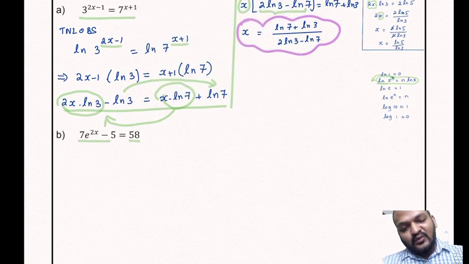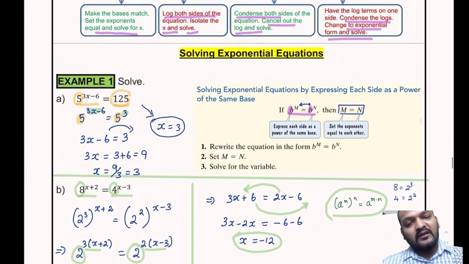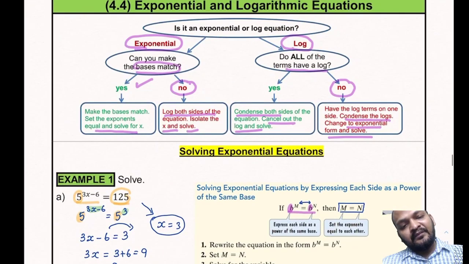But the thing is, one side is an exponent, the other side is not. So what do we do? Again, if you go back in here, as it says, if you don't have the same base, we have to take the natural logarithm on both sides and so on. We have to take the log on both sides and then isolate the x and then solve.